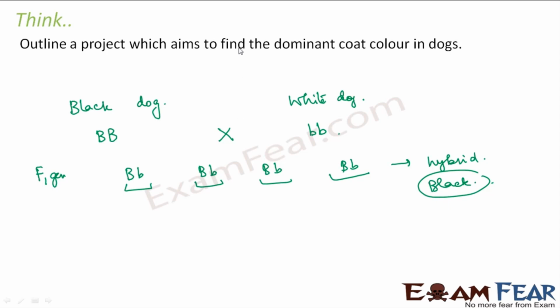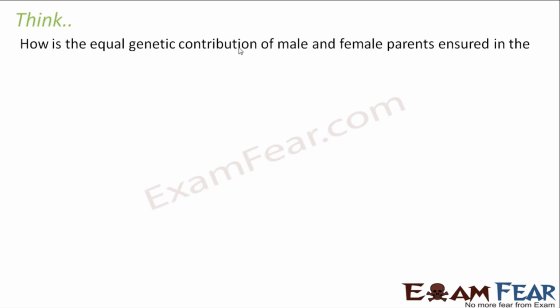So if we want to find out the dominant coat color, we can take a homozygous dog of one color and another homozygous dog of another color. We mate them. Whichever color is displayed in the generation we get, that is the dominant coat color in dogs. Here black and white are just examples. You can take any color you want, and in that fashion you can find out which is the dominant color, because the dominant color will express itself in the F1 generation. Let us look at another one.